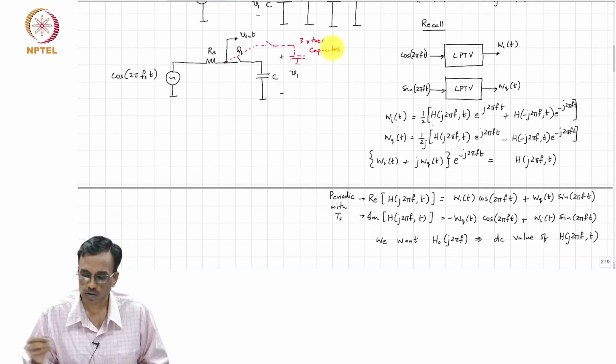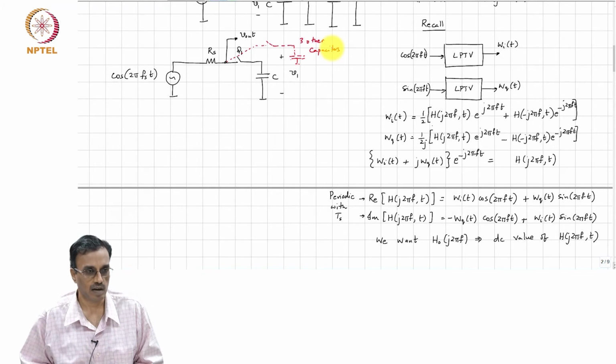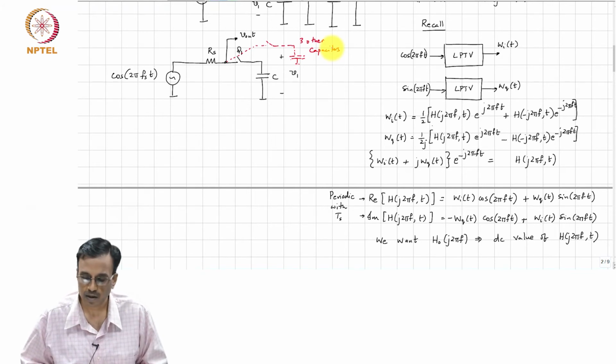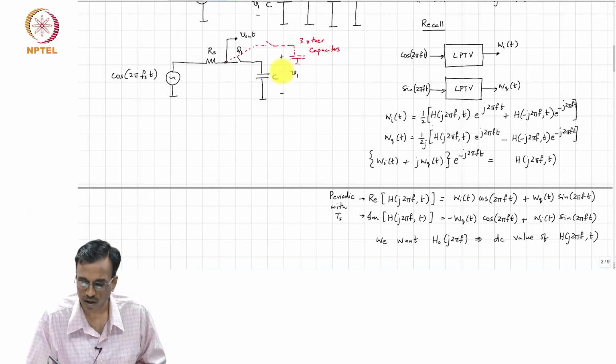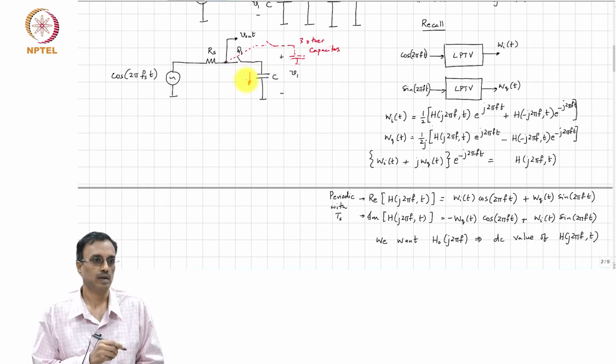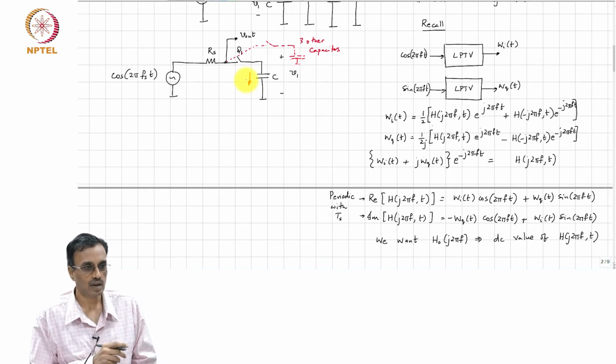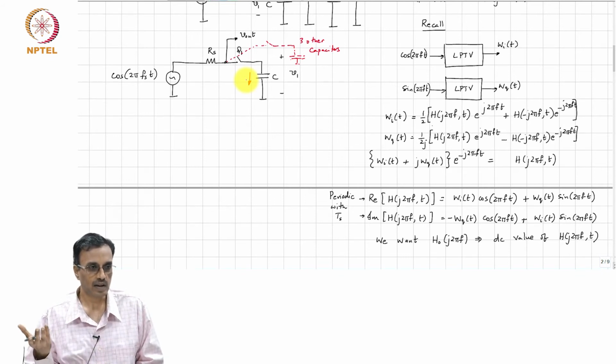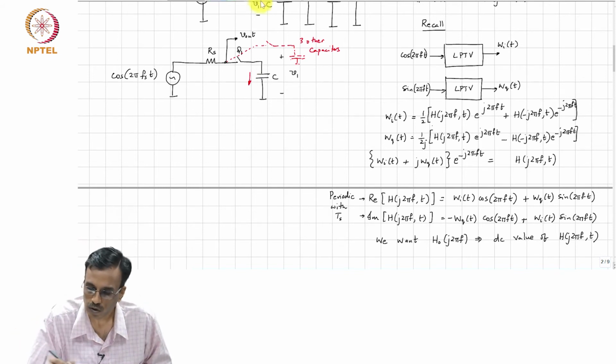Right. So, first job is to find V1, right. So, what is the average current flowing through this capacitor? If you have any capacitor in steady state in any circuit, what is the average current flowing in the capacitor? Is 0.